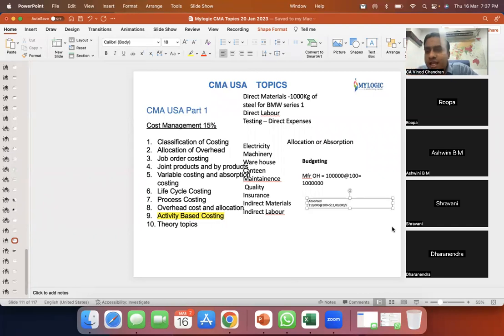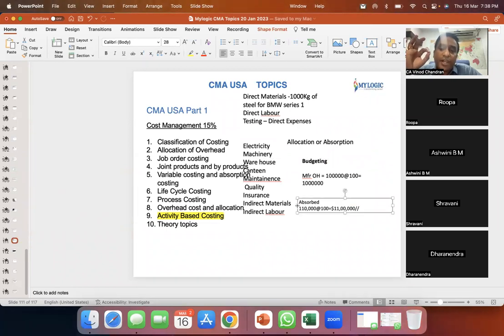But during that interim period, on 31st March, if I need to close accounts, I do not have the actual picture. I will not be able to trace it also. So what we do is, we identify some interim number called absorbed, which in this case is 1,10,000 into 100, 11 lakhs. Everyone with me? Are you able to follow?